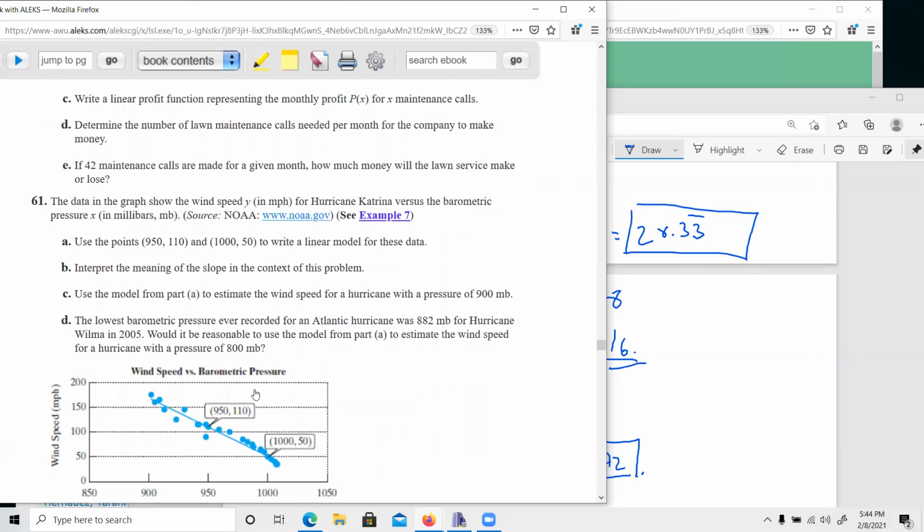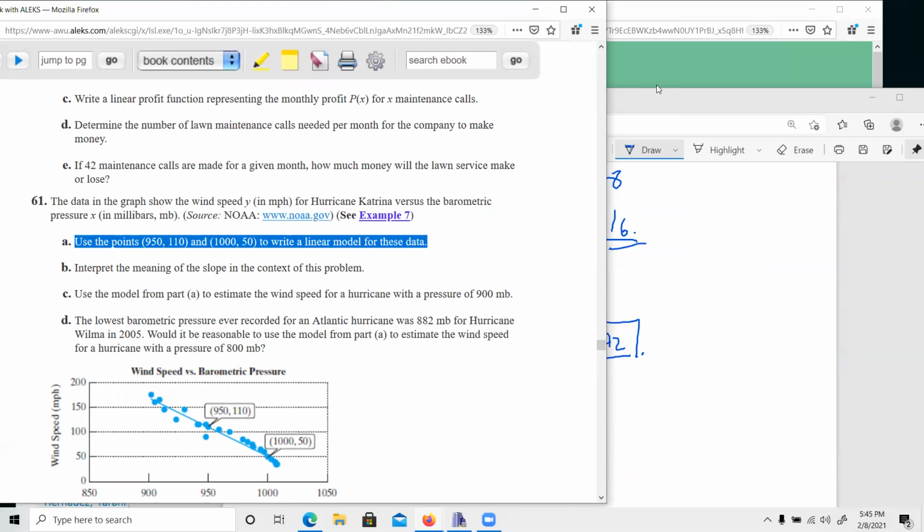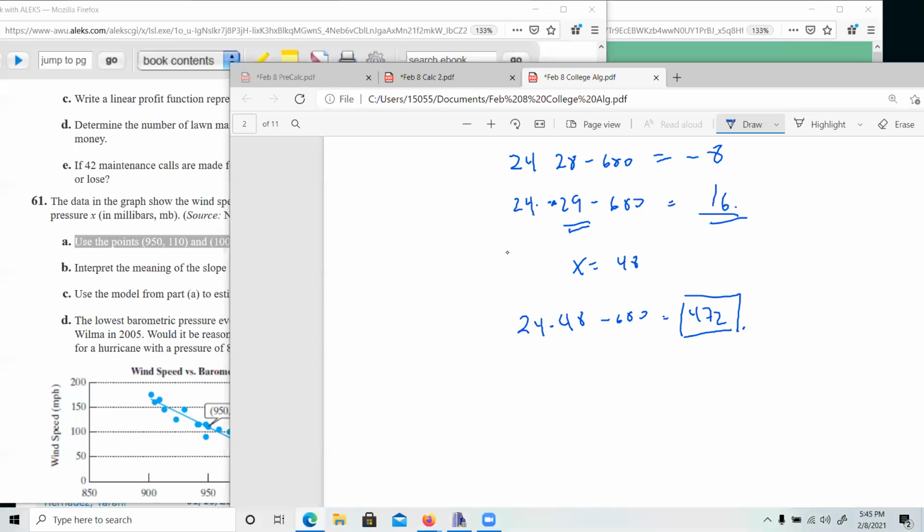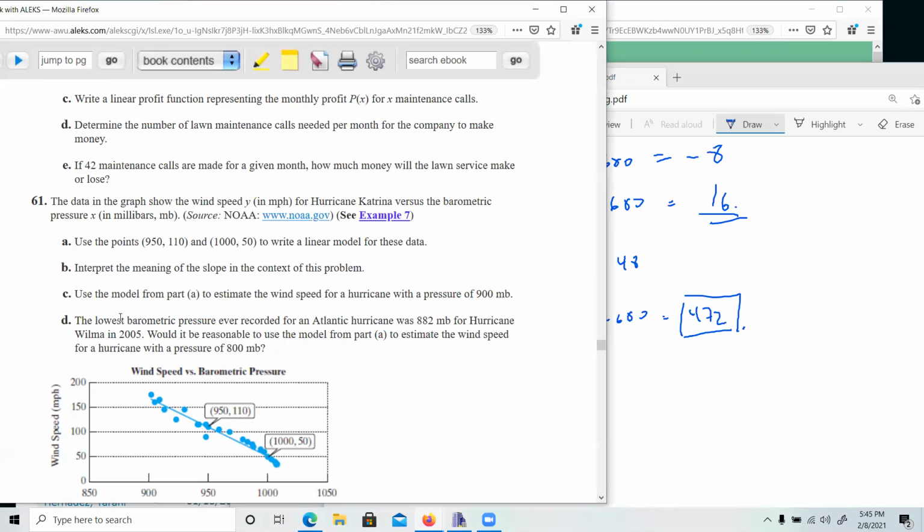So let's see here. I like these problems a lot because first off, I like giving you functions or number data that's in a graph. But I really like the fact that they give you the 2 points they want you to use. Okay, I think that's important. So yeah, let's look at this one. Okay, because this is very typical of an example I would try to use. So we're going to use the points 950 and 110, 1,000 and 50.